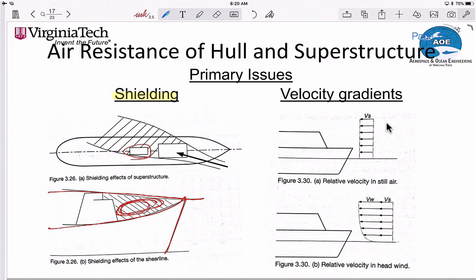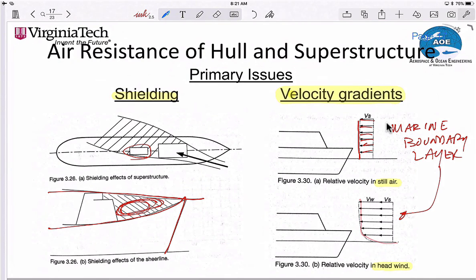Another one is the velocity gradients, and we've mentioned that in the context of the difference between model and full scale. But here's a case where you have an atmospheric boundary layer, or to be more precise, let's call it the marine boundary layer. This is in still air, and this might be in a headwind. So in one case you have uniform flow, and in another case you have a gradient called the boundary layer. You have to take that into account.